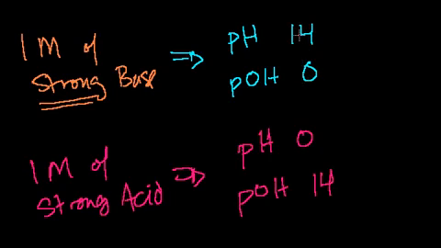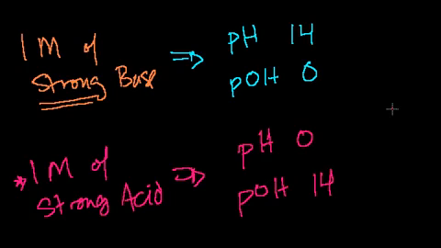And anyway, maybe in the next video I'll actually show you more. This might give you the impression that this is an absolute scale, that 0 is as acidic as you can get and 14 is as basic as you can get when you get to pH. But that's not the case. You can actually get above this or you can get below this. This was just when you had 1 molar of a strong acid.